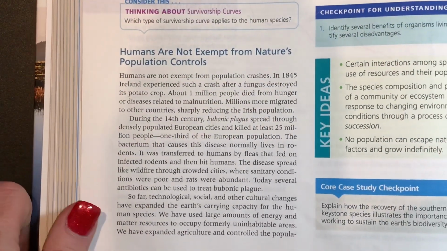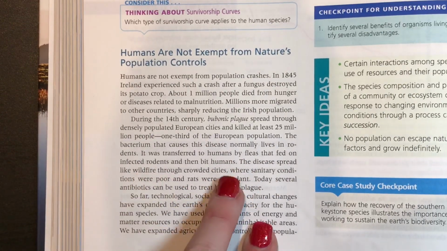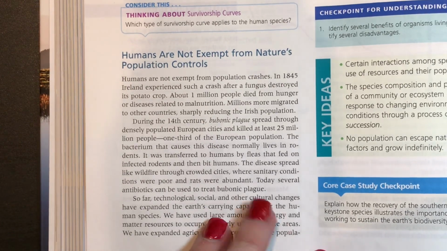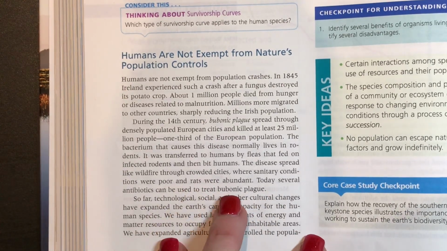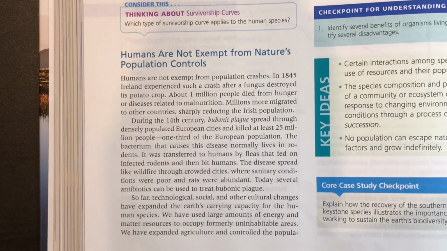Bubonic plague. How did this occur? Transferred to humans by fleas. So it's not the rodents, it was the fleas that are the vector for the disease, because sanitary conditions were poor and rats were abundant. Now we can go ahead and treat the bubonic plague, which is good because it's starting to come back.